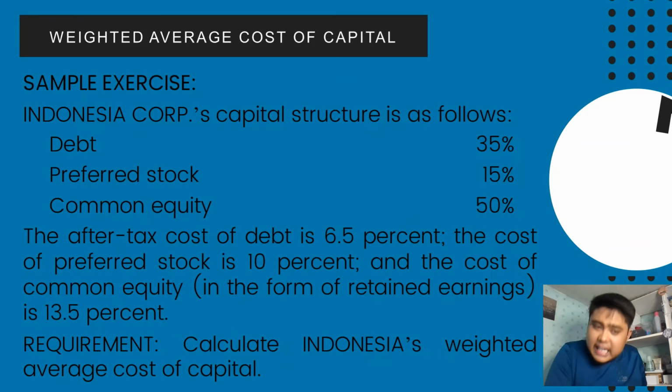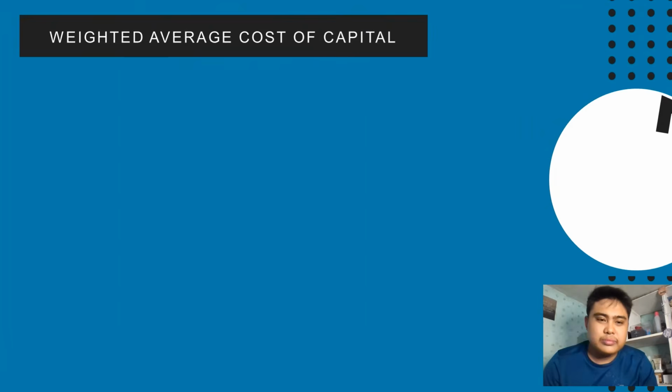So, napakadali ng weighted average cost of capital nito. You will just simply multiply them to their respective weight. And again, I'll repeat, may mga problem solving na yung 6.5, yung 10%, yung 13.5, madalas hindi given. Kaya ikaw ang magko-compute. Okay? Pero sa problem natin, hindi ko na kayo pinahirapan. So, let us compute the weighted average cost of capital.